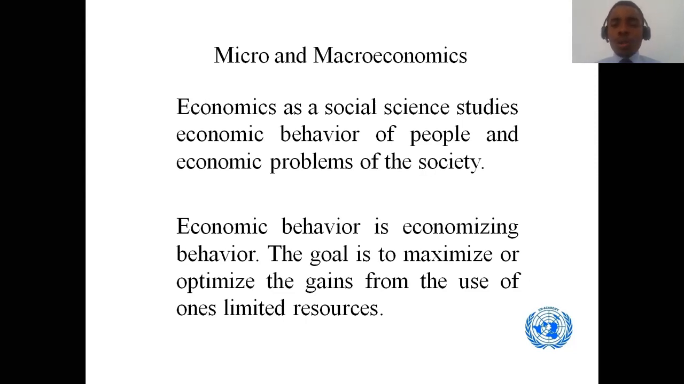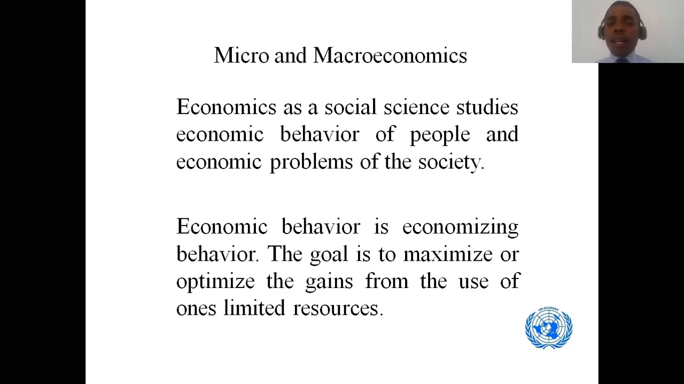Economics as a social science studies economic behavior of people and economic problems of the society. Why is economics referred to as a social science? Because social simply means the interaction that we have. The interaction you and I are going to have, we are social beings. We have to interact with each other. What science, like I explained to you, is a method of predicting events and phenomena.